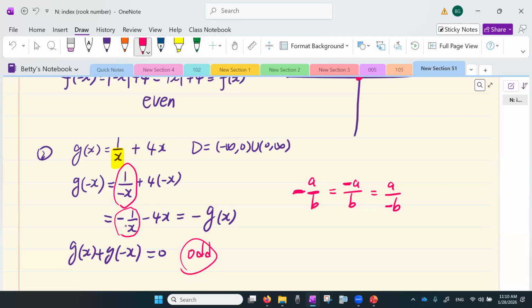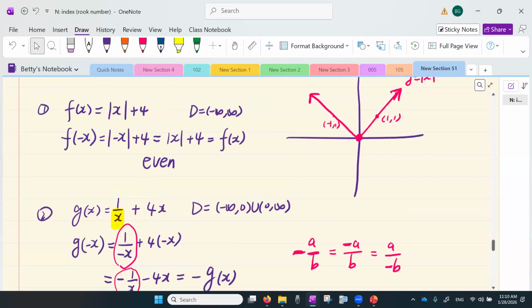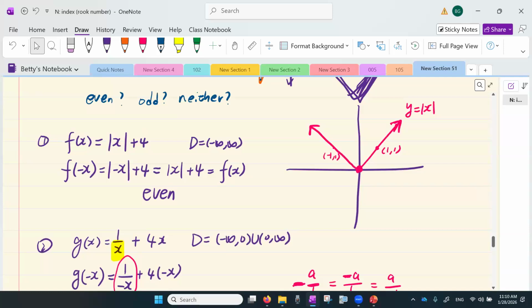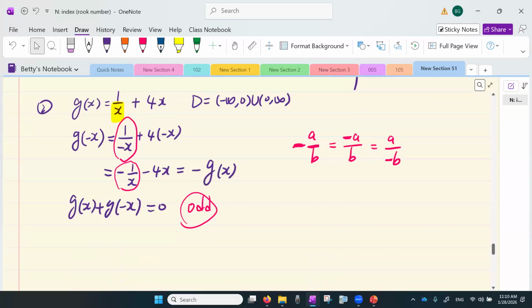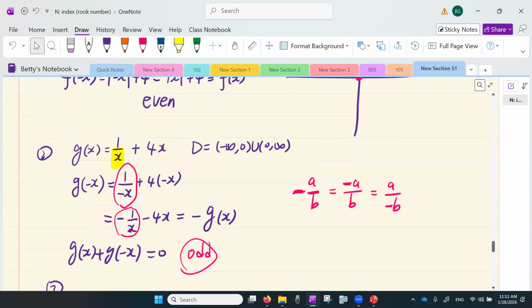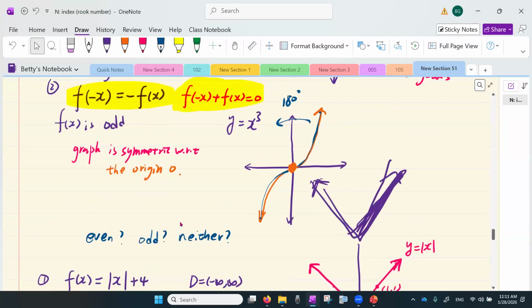Since you are allowed to have a graphing calculator, if you don't know how to do the algebraic method, you can use the graphing method. Simply graph the function to see if it is symmetric with respect to the y-axis. If yes, it's even. If you see the function is symmetric with respect to the origin, that's odd, right? If neither, it's neither. But determining even or odd algebraically is important.